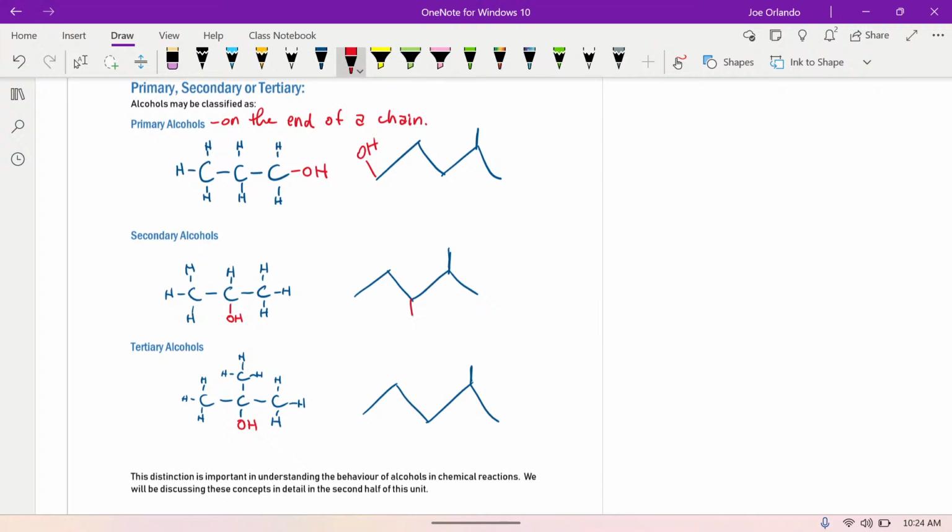Can I put it here? The middle carbon. Would that be secondary? I think so. Cool. Because we said both those would be. Would that be secondary? Yes or no? Yeah. Okay. What about here? No. What would that be? Primary. Okay. What about here? That would be tertiary.